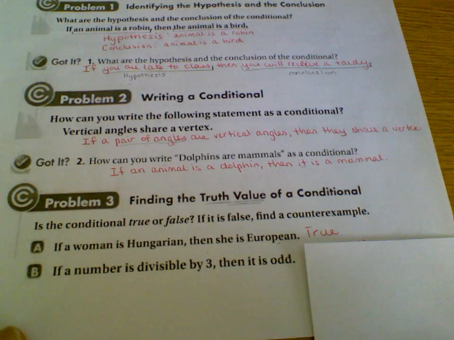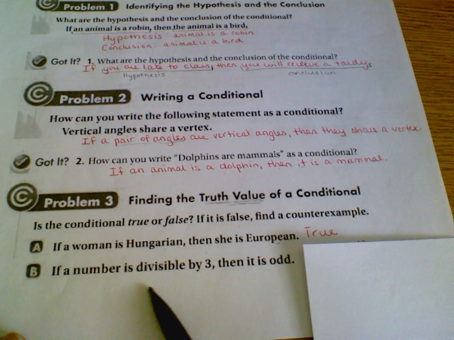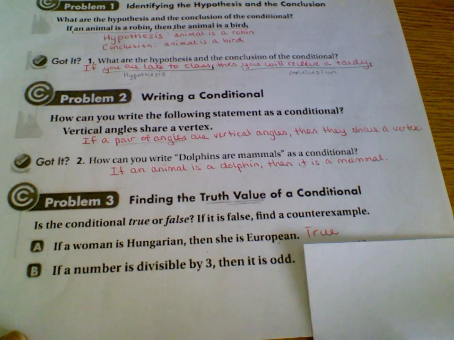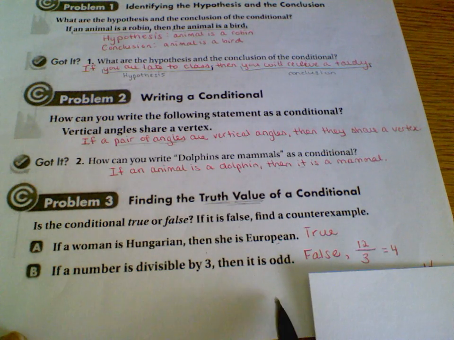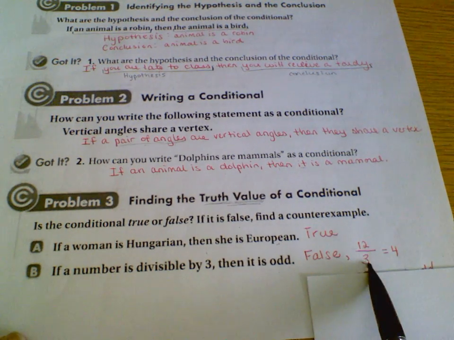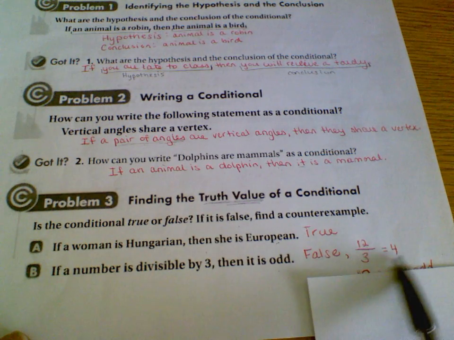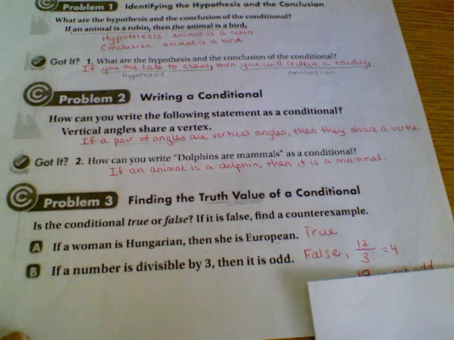So I just write true. If a number is divisible by 3, then it is odd. I put false because if I divide 12 by 3, that quotient is not odd. So here is my counterexample. 12 divided by 3 is 4.